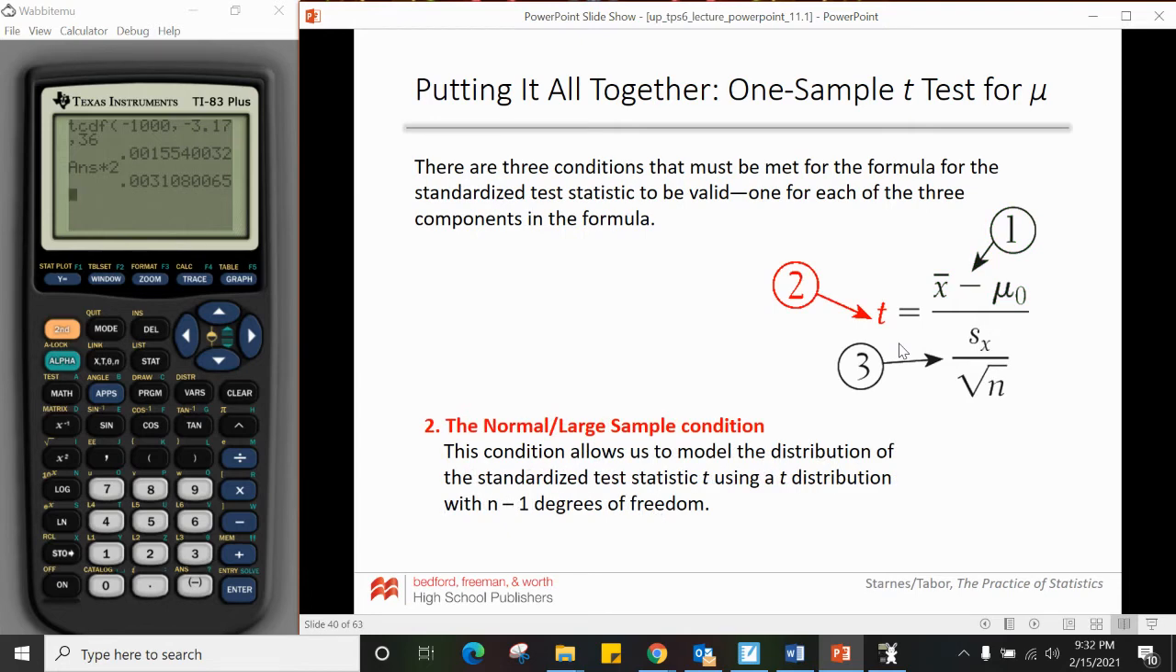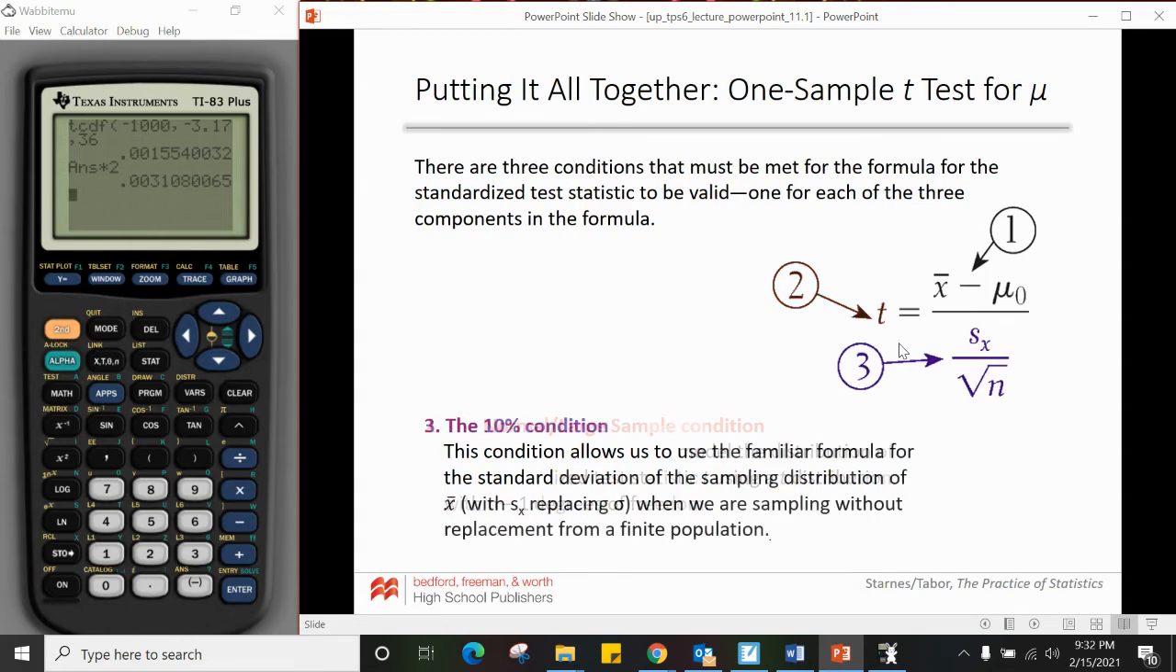The second condition, the normal and large sample condition, allows us to use the distribution of the standardized test statistic and use that t distribution, basically saying that this is relatively normal, follows that symmetric bell-shaped curve, and allows us to use a t distribution.